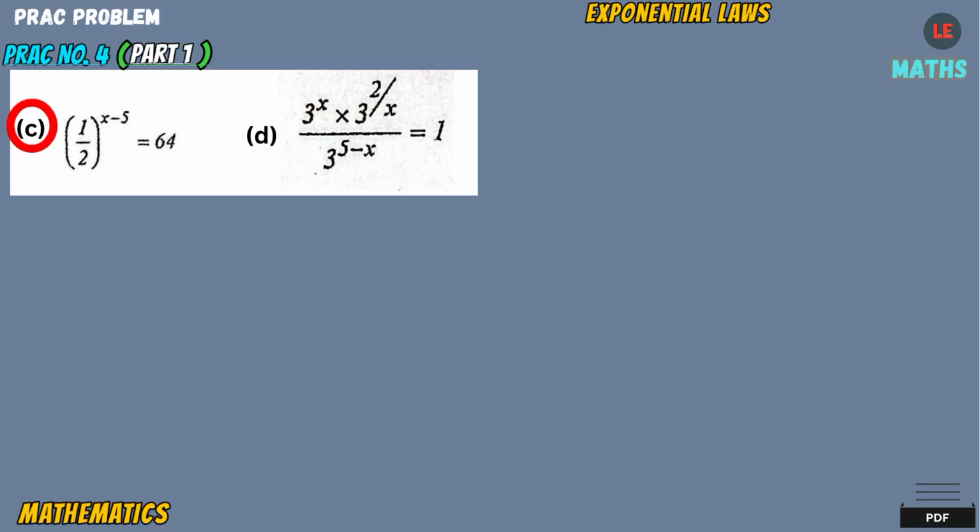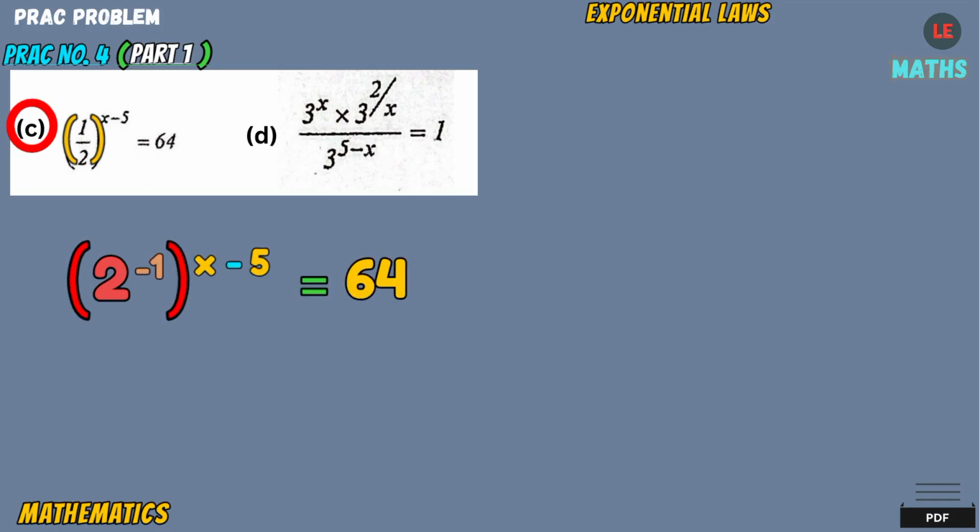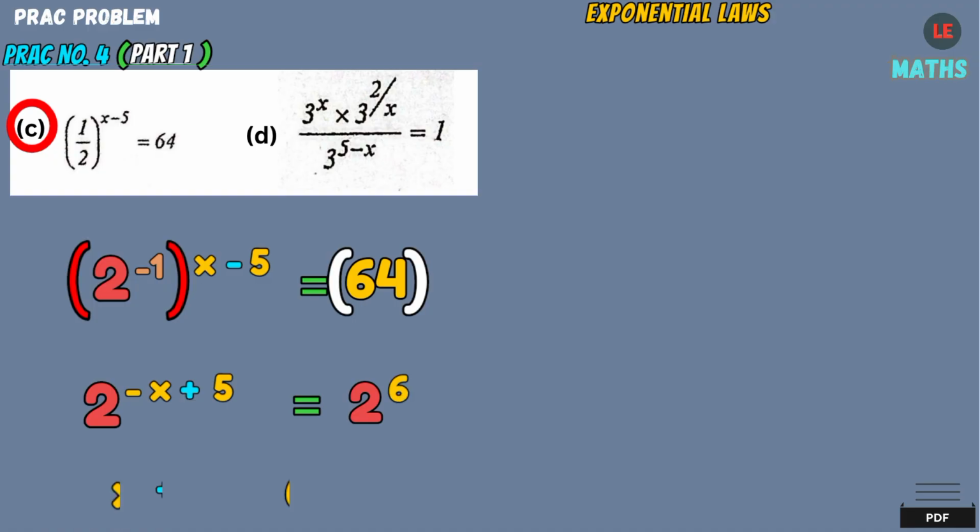Let us take this one. We change this 1 over 2 to be 2 raised to power negative 1. Then we solve the parenthesis, whereby this negative 1 times this x and negative 5. This x will be negative x, and this 5 will be positive 5. And as for this 64, we look for a base 2 to power something that can be equal to this 64 if it is possible. It is base 2 to power 6. Now bases are the same, which means we can equate the exponents as so. Finally, we get x equals negative 1.